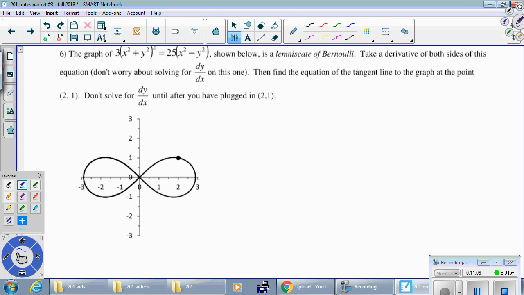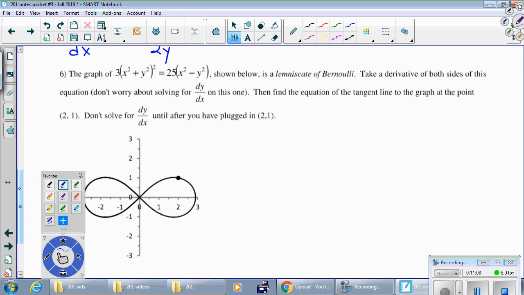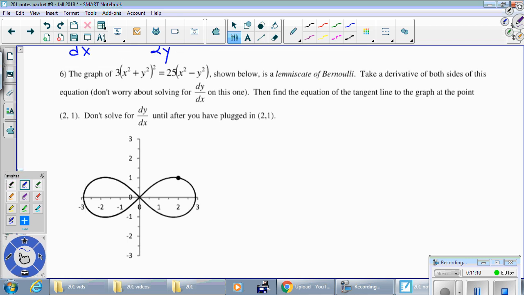All right, so this infinity-looking curve is called the Lemniscate of Bernoulli. You might have heard of the famous Bernoulli family. There's a couple of brothers and a father and an uncle. The whole family were geniuses. Okay, so let's go ahead and take a derivative of both sides. We're not going to worry about solving for dy dx, but we will find the equation of a tangent line at the point (2, 1). All right, so let's do our derivative first.